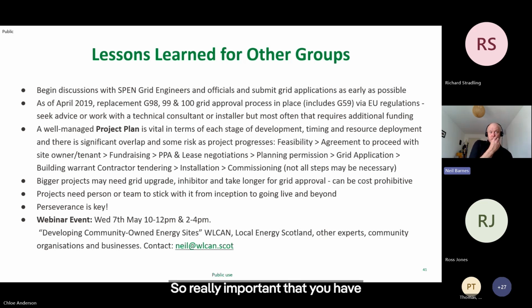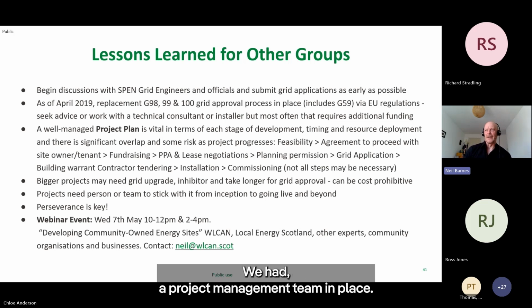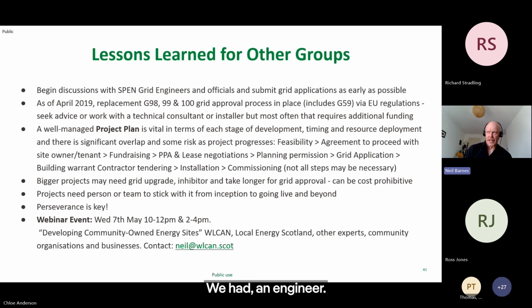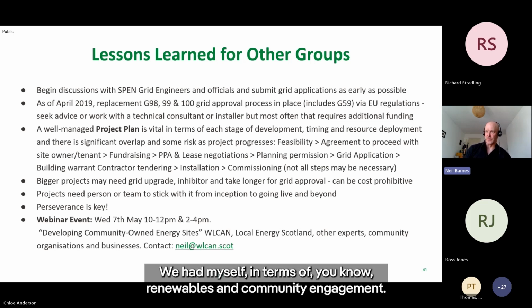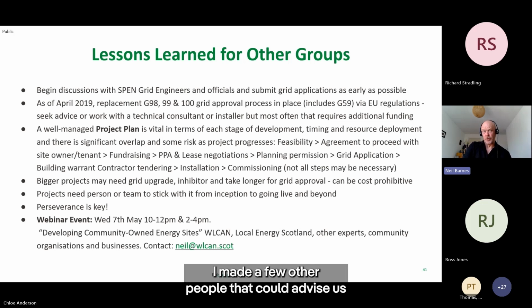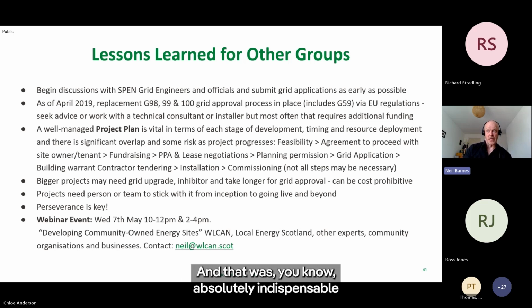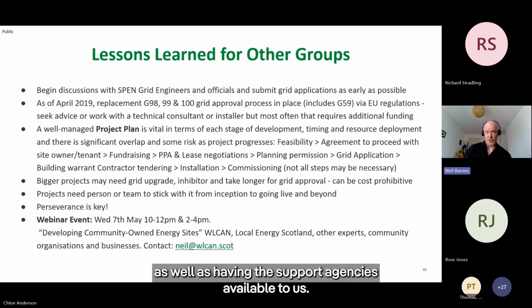So really important that you have a team or a person to stick with this from the beginning to the end. We had a project management team in place. We had an engineer, we had a legal representative, we had myself in terms of renewables and community engagement, and we had a few other people that could advise us from the local community, all volunteers for the trust, and that was absolutely indispensable, as well as having the support agencies that are available to us.